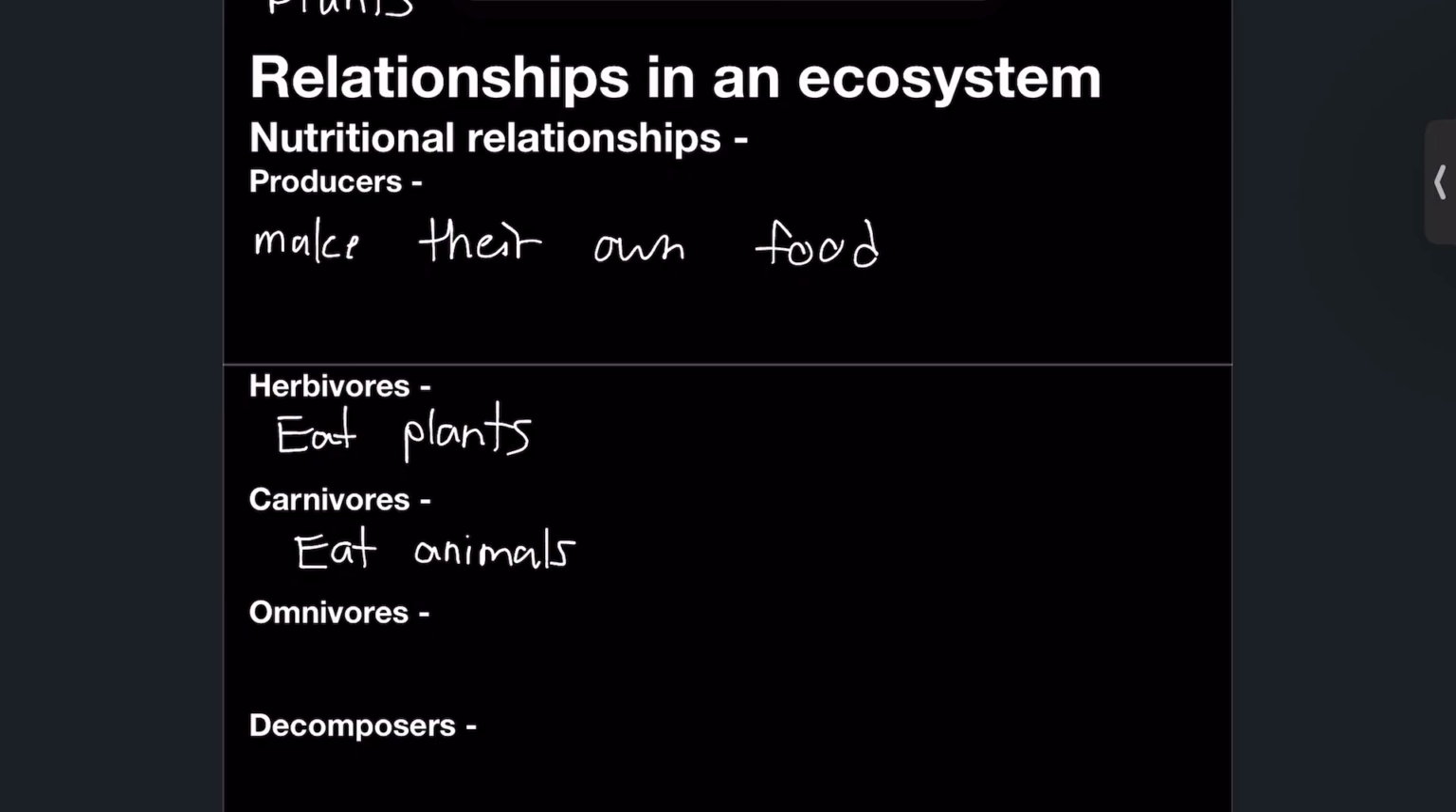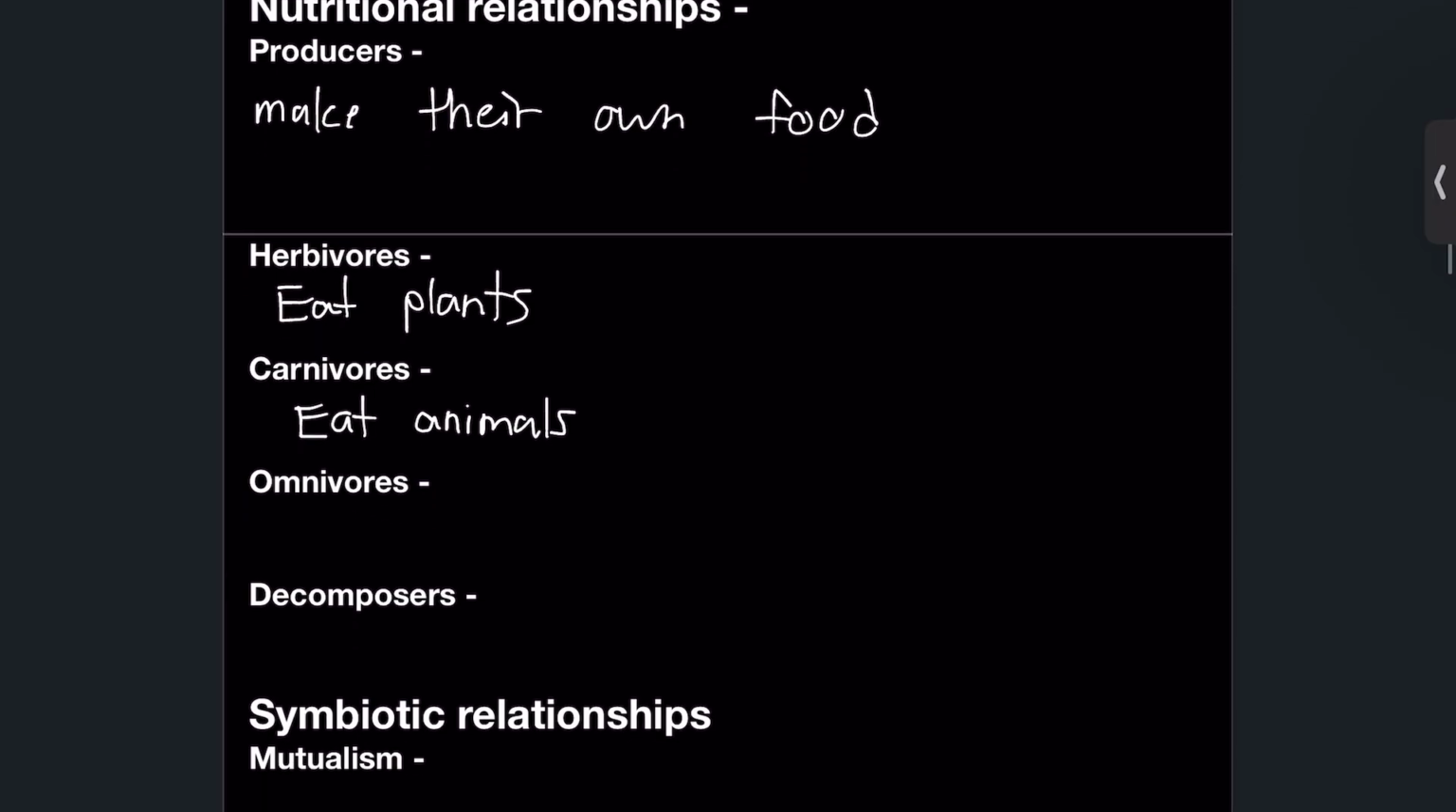And then next you have omnivores. Omnivores like humans, we can eat both plants and animals. Another example of this would be black bears.